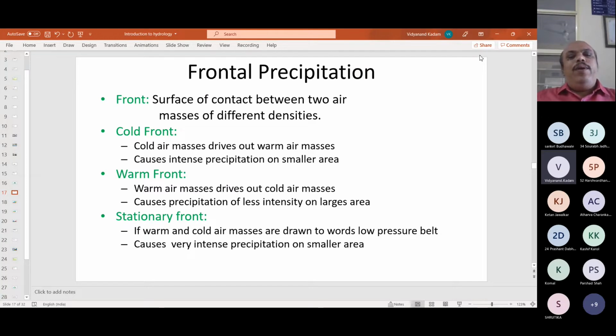Is it clear to all? What is frontal precipitation? What is front? It is clear to you. What is cold front? When cold air masses drive out warm air masses. What is warm front? When warm air masses drive out cold air masses. Okay, and when warm and cold air masses are drawn towards the low pressure belt, then that front, that contact surface, is known as a stationary front, and in that case very intense precipitation takes place on a comparatively smaller area.